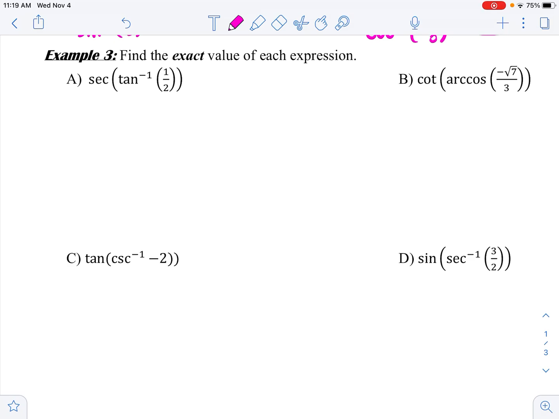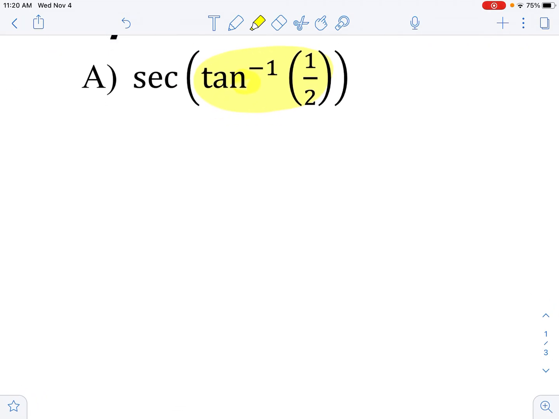Next it says find the exact value of each expression. Now, some of these, there's more than one way to do it. I always do it the same way because I'm not going to lose anybody, or at least I hope not to lose anyone that way. So we're going to try to do these the same way every single time. First off, let's think about if our answer is an angle. The answer here is not an angle. This is an angle, but then we're taking the secant of that angle. Secant's the reciprocal of cosine, so it would be hypotenuse over adjacent. So please realize that I also have to draw a triangle for this.